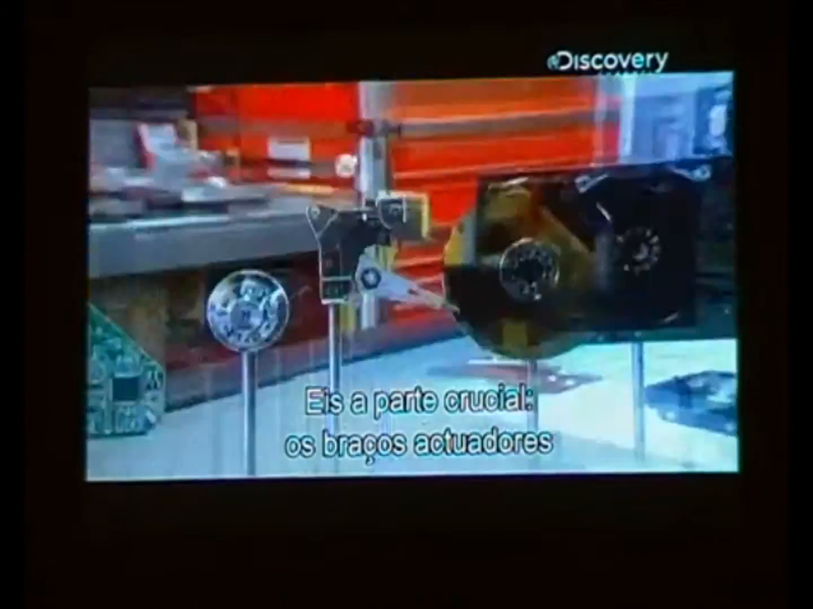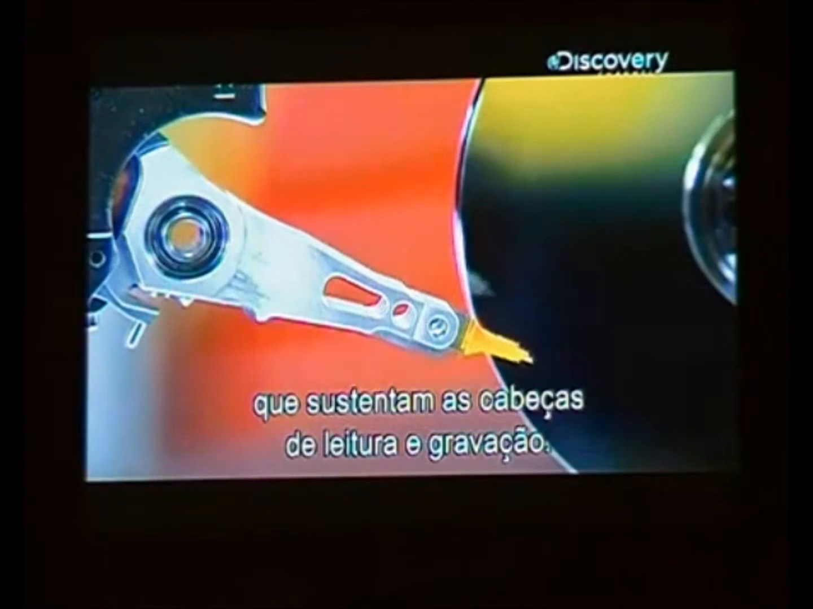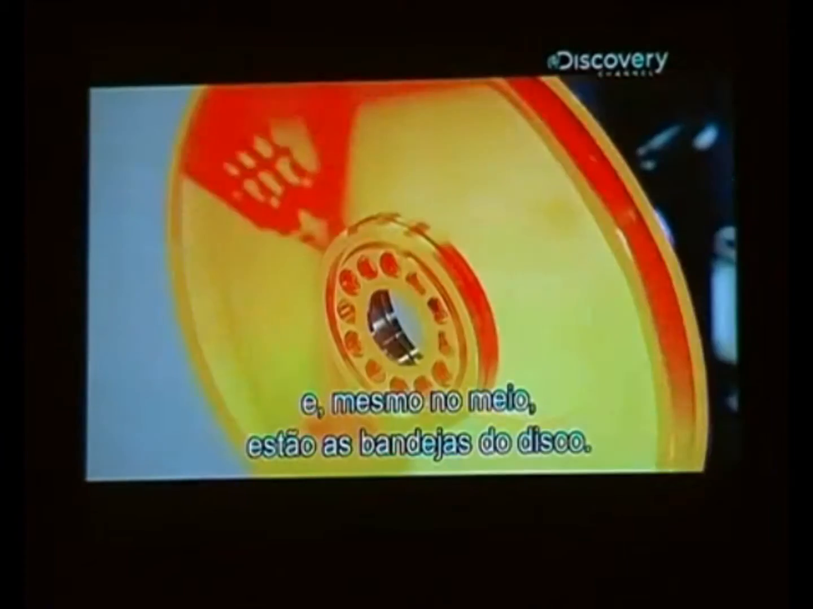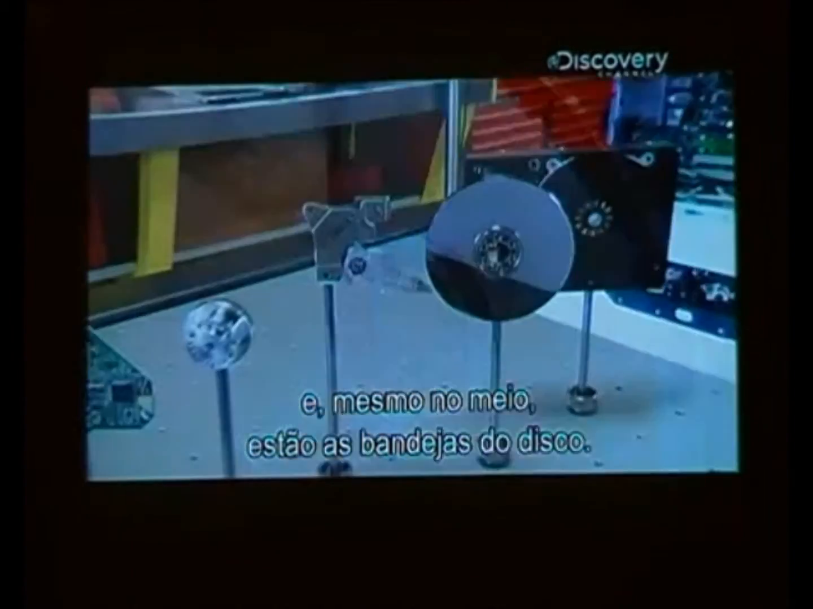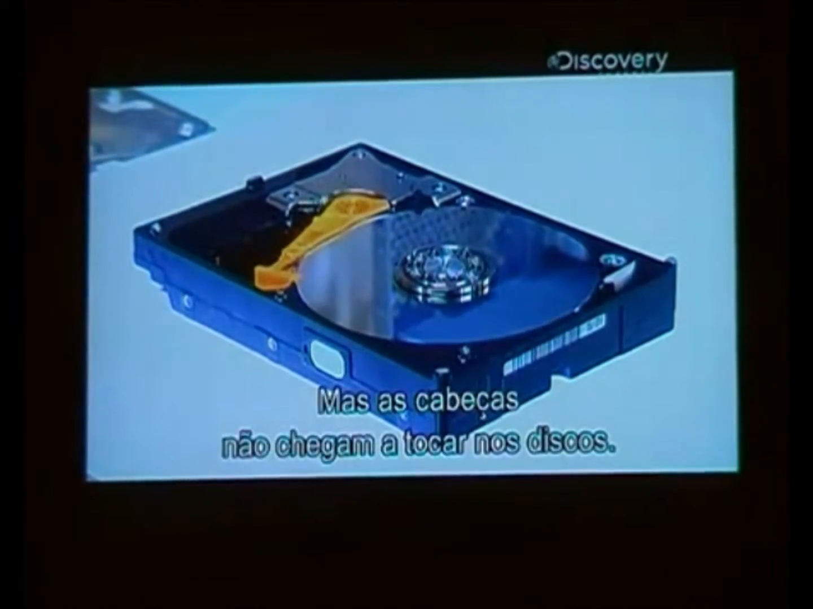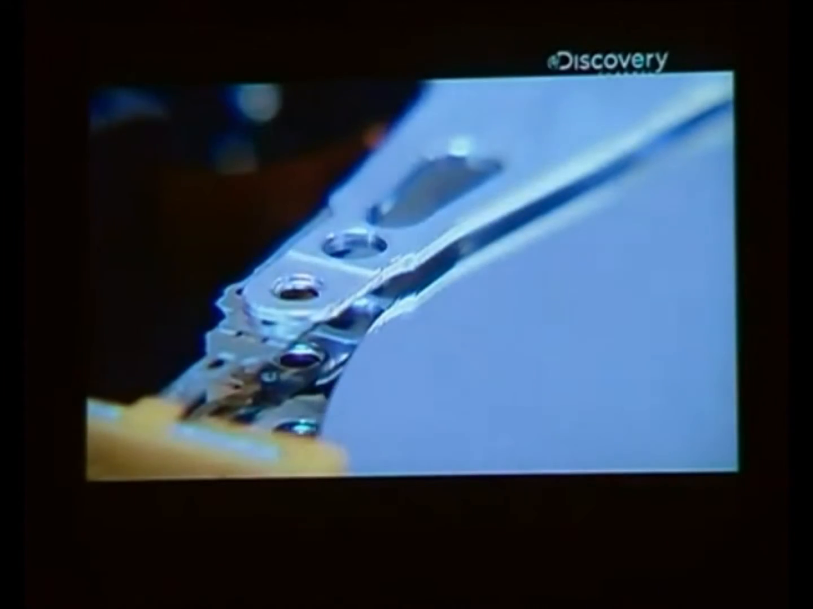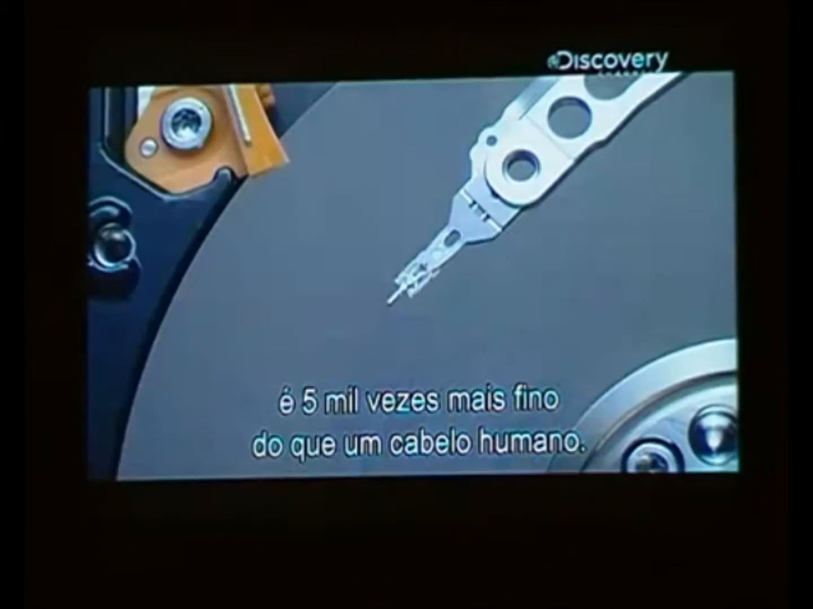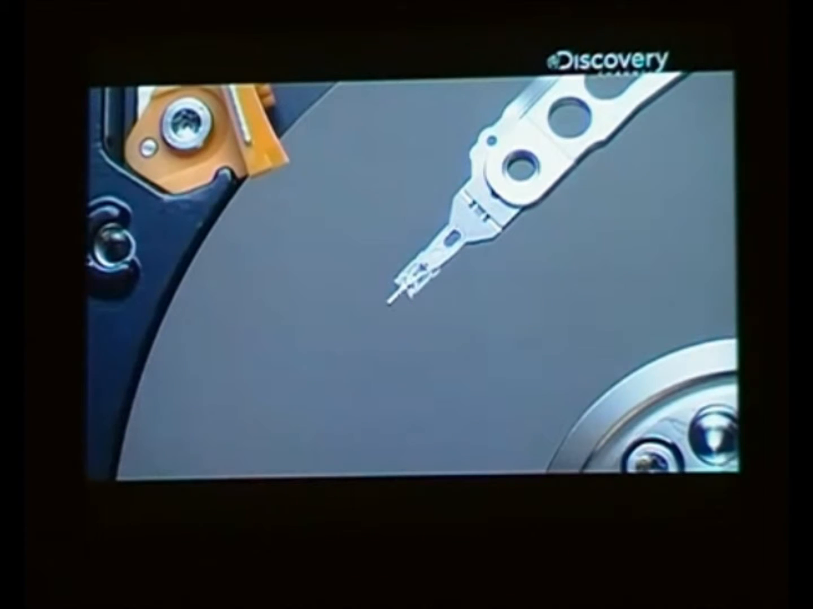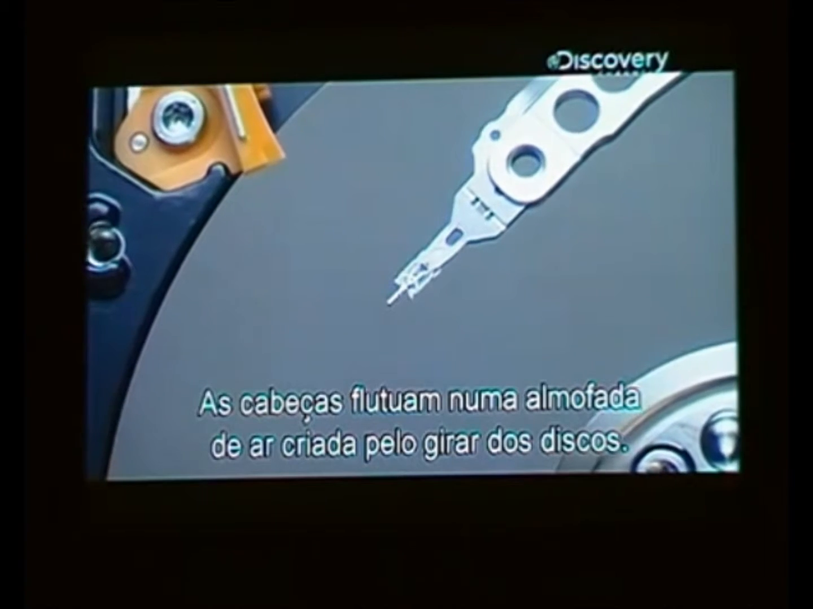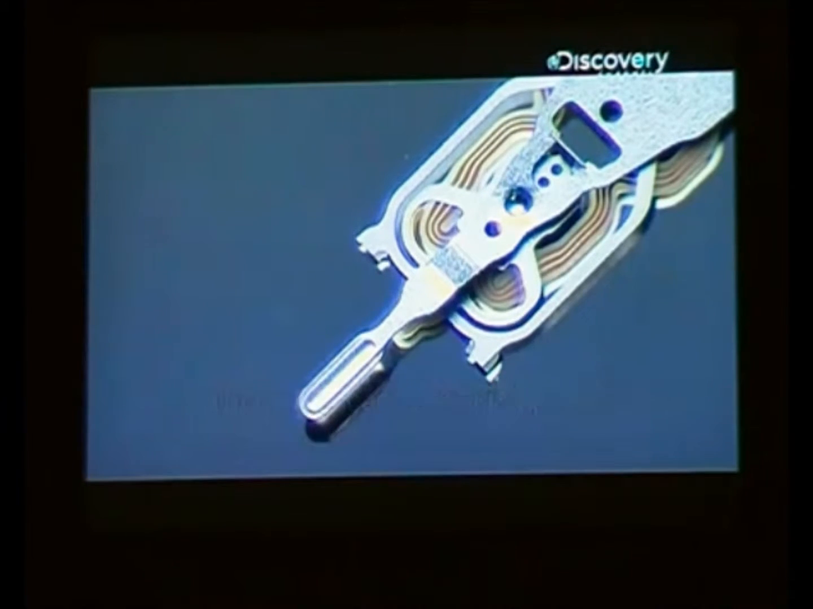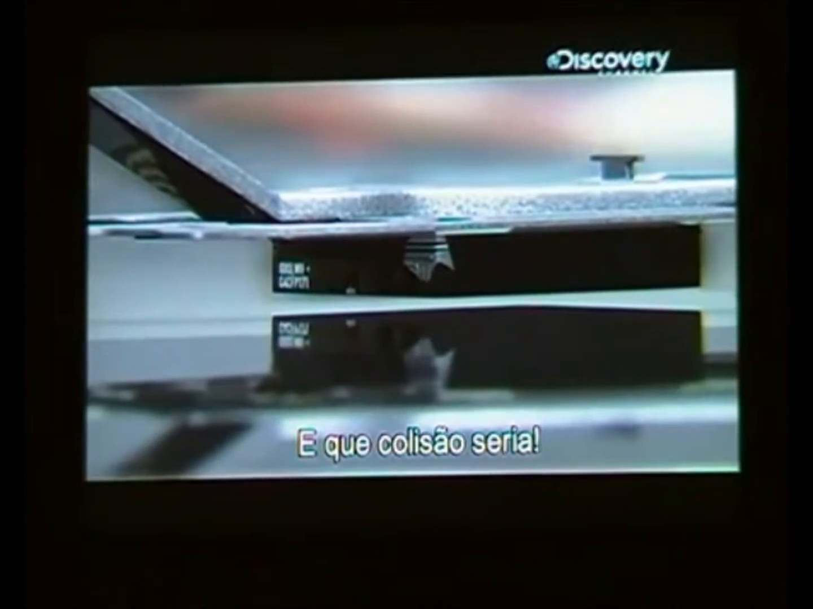And here's the crucial part, the actuator arms that hold the read-write heads. The ends of the arms are split, and right in the middle ride the disk platters. But the heads never actually touch the disks. The space between the head and the surface of the disk is 5,000 times thinner than a human hair. The heads float on a cushion of air created by the spinning disks, an absolutely essential cushion that prevents the head from crashing on the disk. And what a crash it would be.